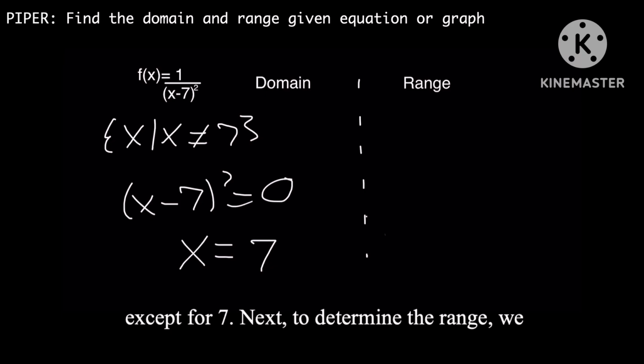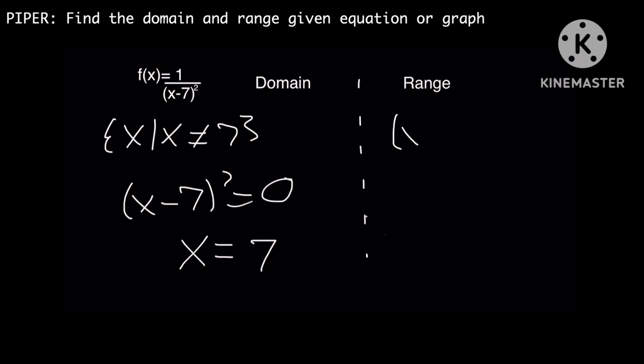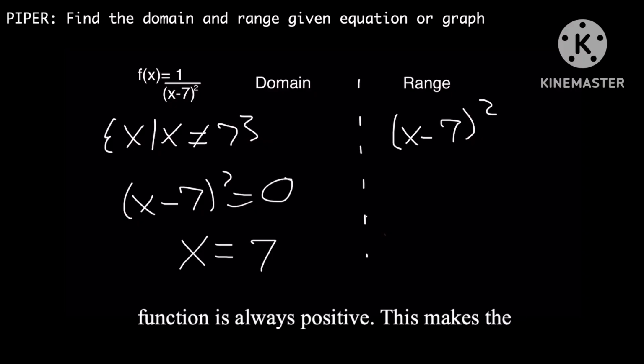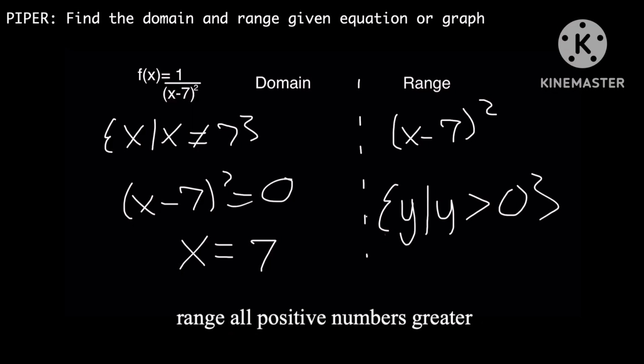Next, to determine the range, we must analyze how the graph behaves. Since the denominator x minus 7 is squared, it is always positive, meaning the function is always positive. This makes the range all positive numbers greater than 0.